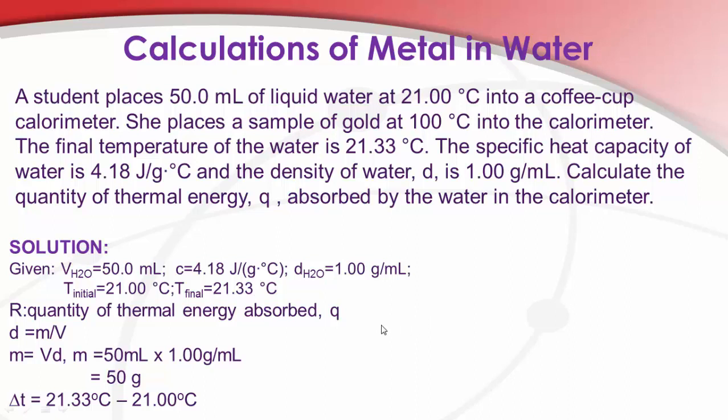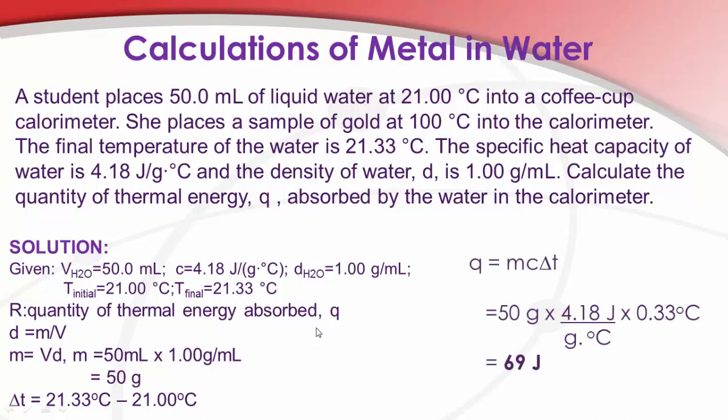So then, with our handy-dandy equation in place, we have 50 grams of water, the heat capacity of water, times only 0.33 degrees Celsius. 69 joules by my count have been transferred from the gold to the water.